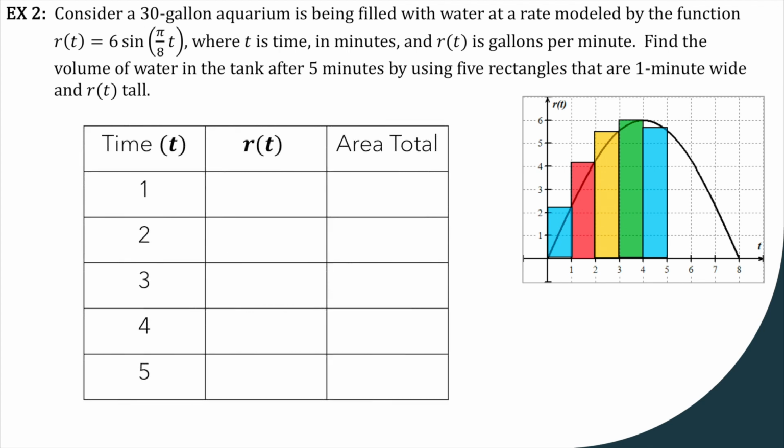First column is time in minutes. The second column is both the height of each rectangle and the area of each rectangle, because area is height times width, and the width of each of our rectangles is just 1. And on the far right here, we're going to keep a running total of our area. So the first rectangle has a height and area of about 2.3.